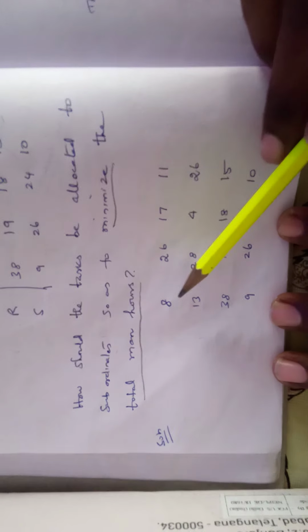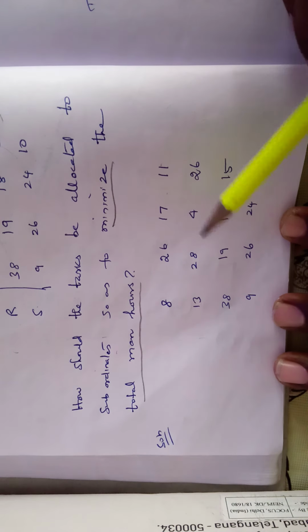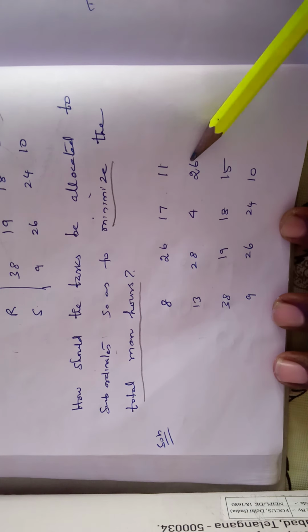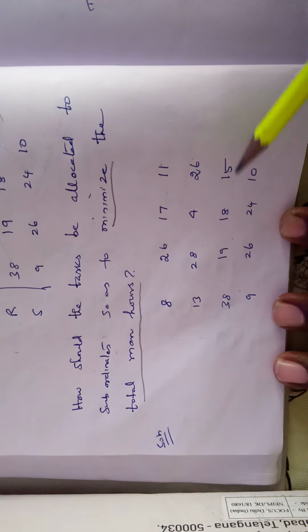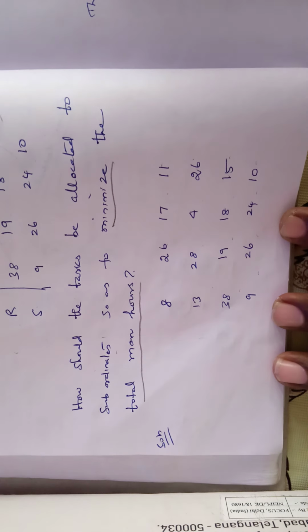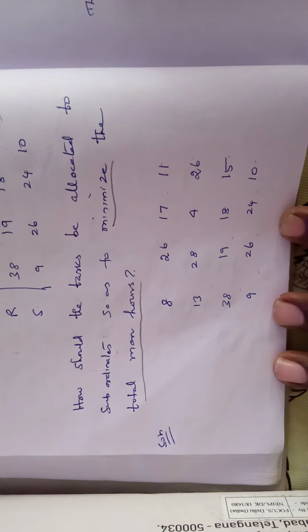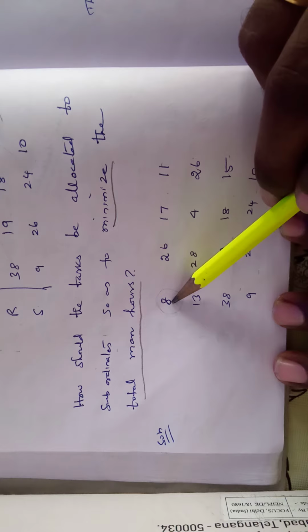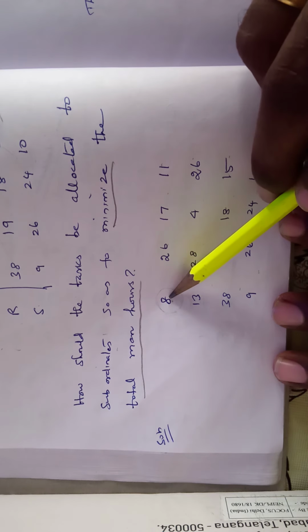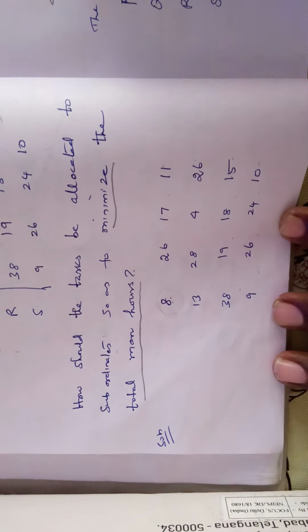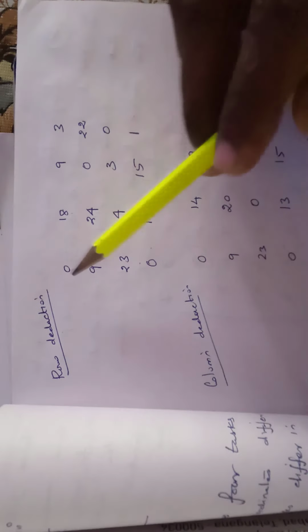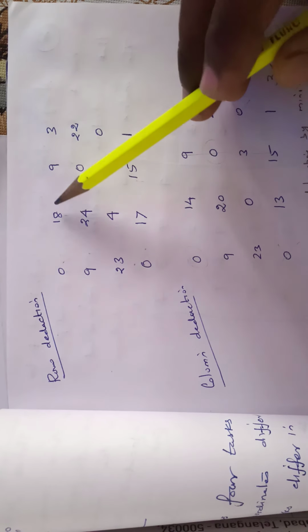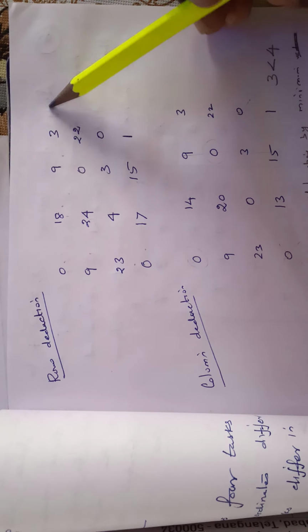So, the given values are 8, 26, 17, 11, 13, 28, 4, 26, 38, 19, 18, 15, 9, 26, 24 and 10. First we have to compute the row reduction. In the first row, 8 is the minimum value. Subtracting 8 from the first row entries, we get 0, 18, 9 and 3.